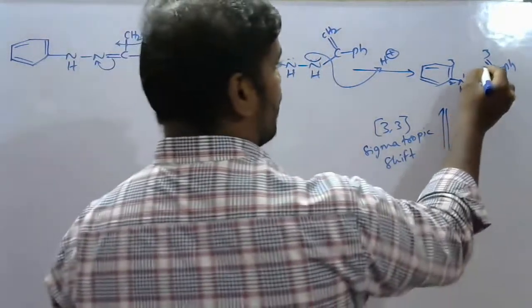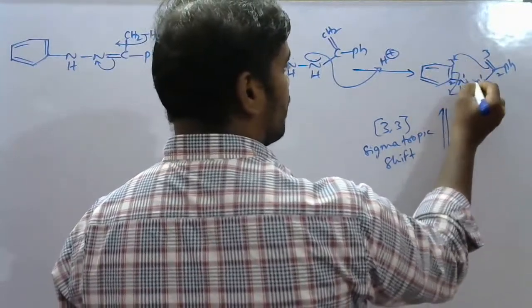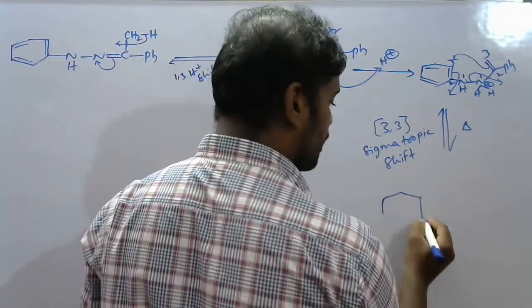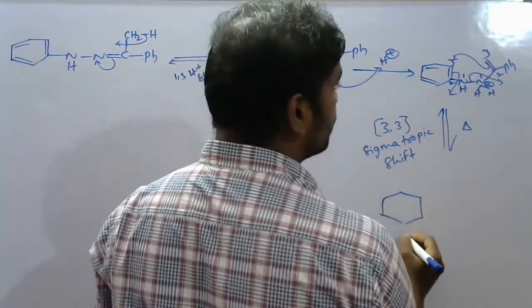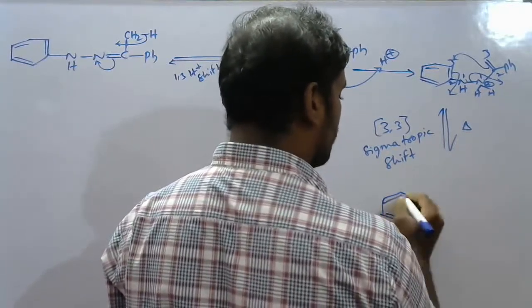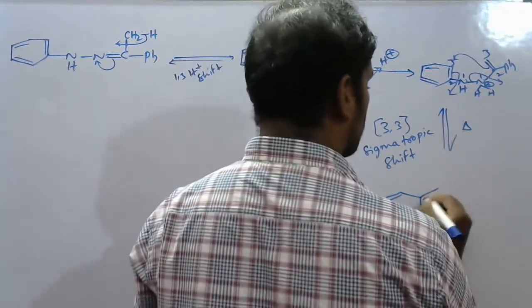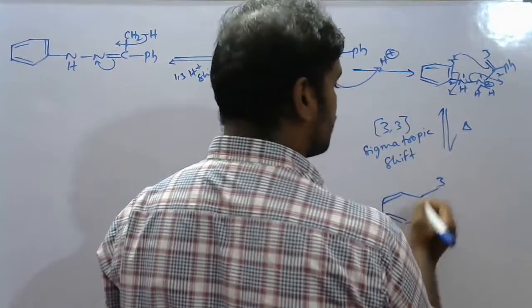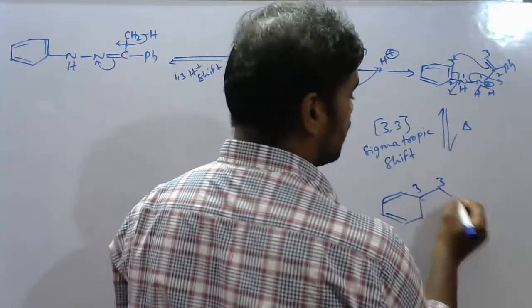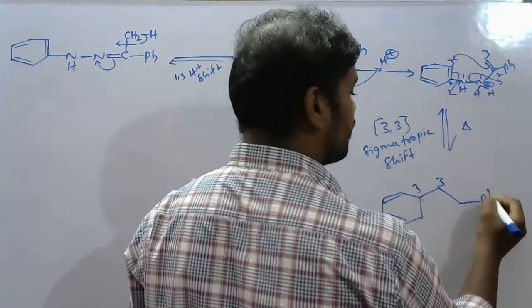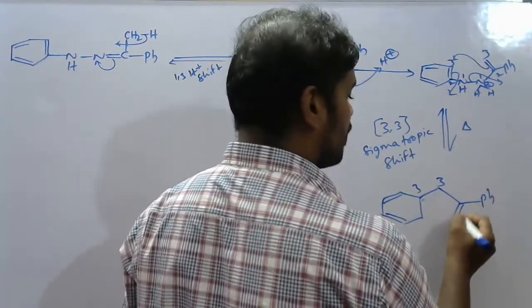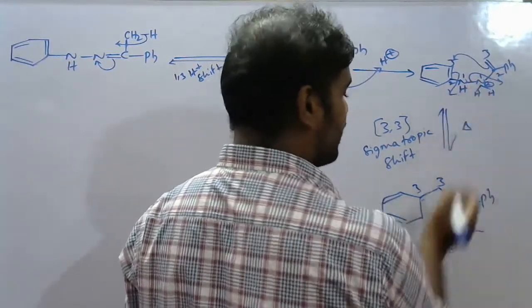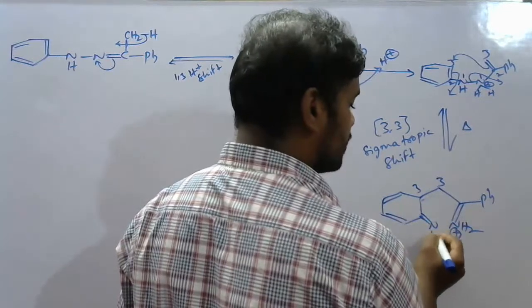What happened? The bond electrons attack here. This is moving and this is the migration. So the 3,3 sigmatropic shift results in a double bond here. A bond forms between the third positions, a single bond here, the phenyl group, a double bond, NH2 plus. Here the double bond, here the bond is breaking, and a double bond NH.